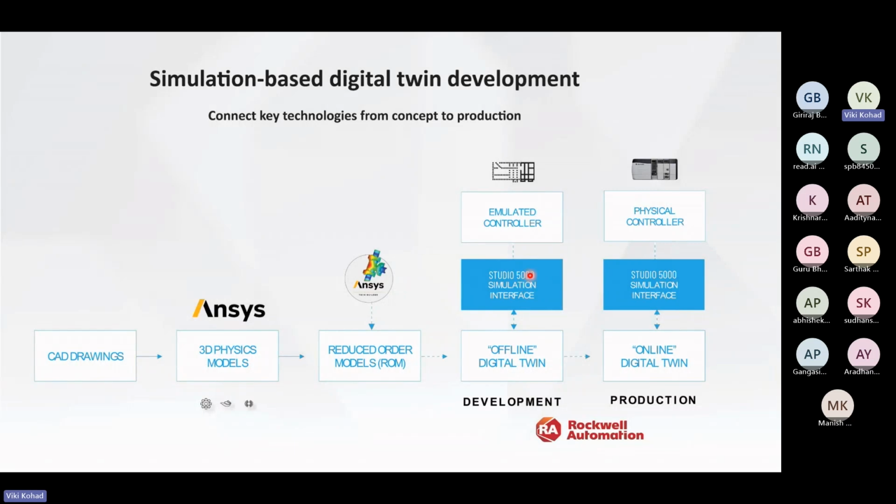You can see Studio 5000. It is the simulation interface of Rockwell Automation, basically owned by Rockwell. For the development phase the emulated controller is used, and in the production phase we use the actual physical controller, but the simulation interface is the same for both the development and production time.